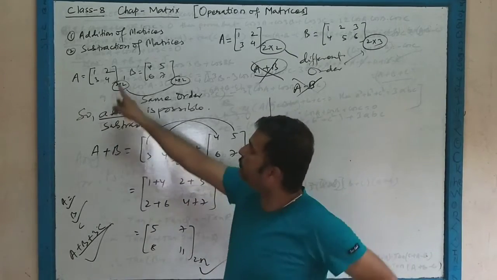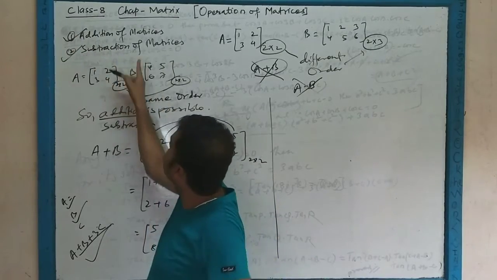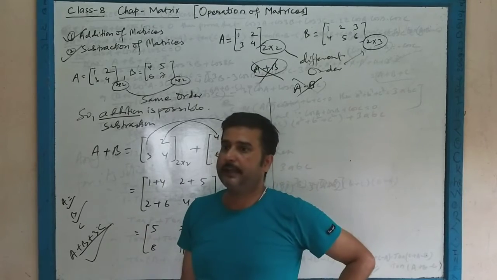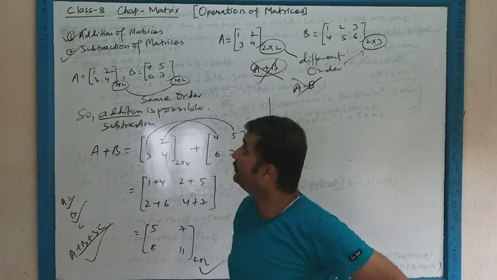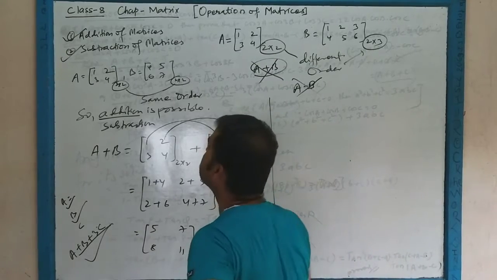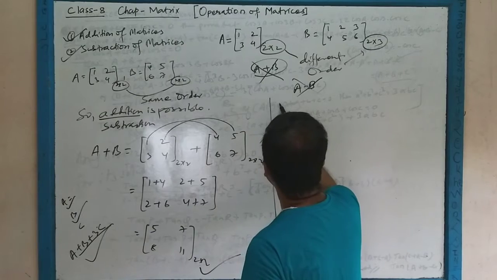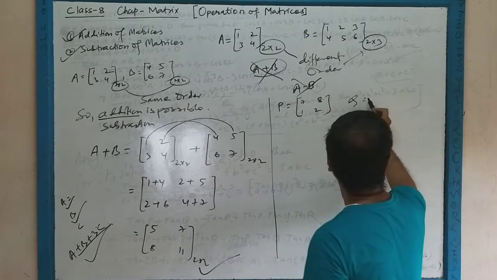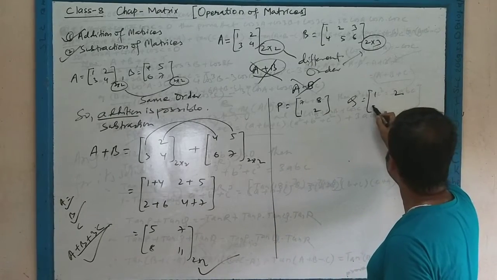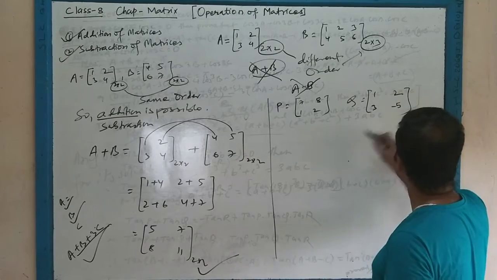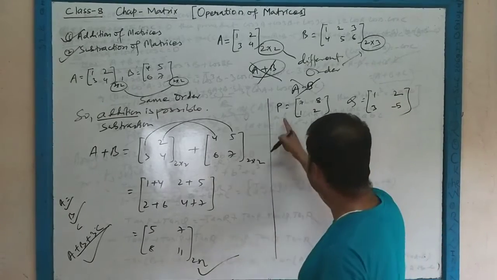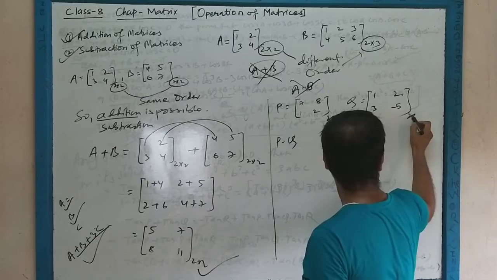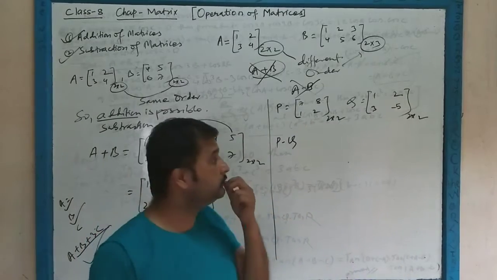Now similarly for the subtraction case, two or more than two matrices can be subtracted. They are compatible for subtraction when they have the same order. Let's say I take matrix P as 7, 8, 1, 2, and matrix Q as 1, 2, 3, minus 5. Let us subtract matrix Q from P. Here P minus Q. The order is 2 by 2, and this order is 2 by 2. Can they be subtracted? Yes.